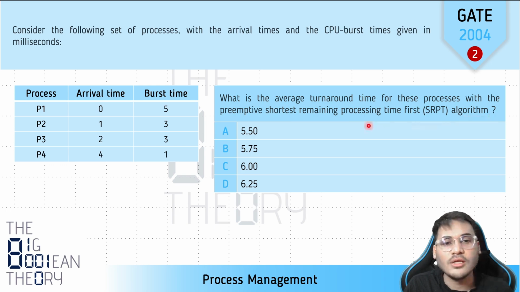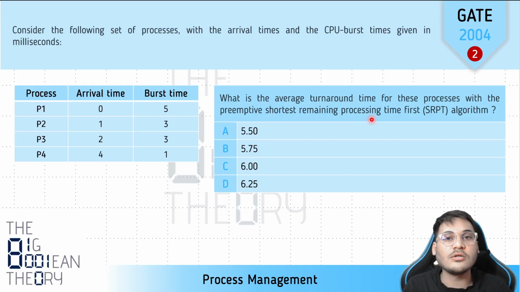First of all, shortest remaining processing time first is the same as shortest remaining time first. The word processing is redundant. We are basically talking about the shortest remaining time first algorithm, where the scheduler prioritizes the job which has the minimum or the shortest remaining burst time. And obviously, we know that this is preemptive in nature. So the question is asking what is the average turnaround time.